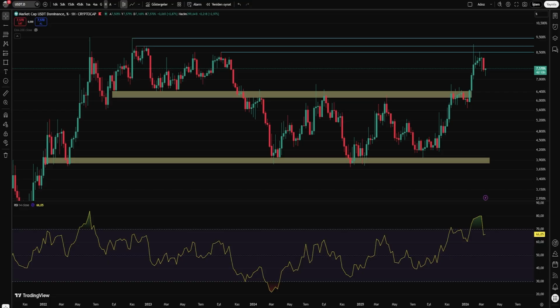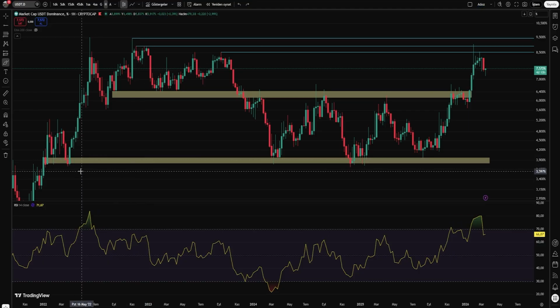Alright, first thing you need to see is the overall structure of this chart. Going back to late 2021, USDT Dominance has been trading inside a massive horizontal range, and I mean massive. The upper boundary of this range sits around 8.50% to 9.50%. The lower boundary sits around 3.90% to 4.20%. This range has contained every single significant move in USDT Dominance for over 4 years.